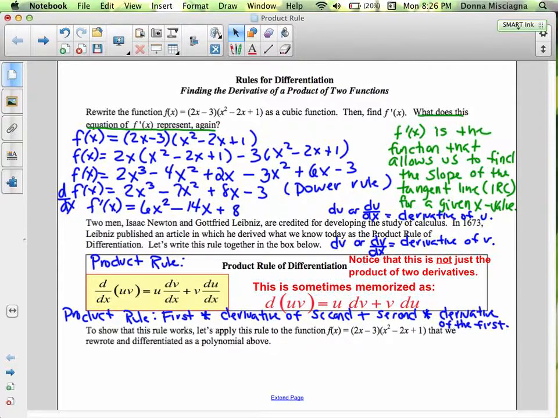To show this rule works, let's apply it to the function f of x equals 2x minus 3 times x squared minus 2x plus 1, that we rewrote and differentiated as a polynomial above. And if we get the same answer, we know we did it right. And it'll show you that you can use the product rule. I am not going to try to squeeze it in on the bottom there. I'm sure you will have no trouble fitting it in there, and you may have more space on your page. I am going to go to the next page where I wrote it down.